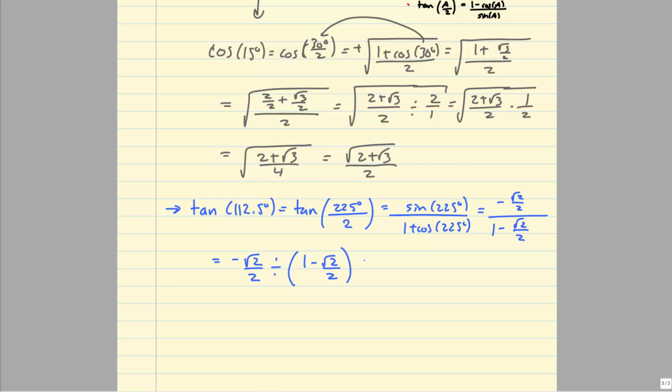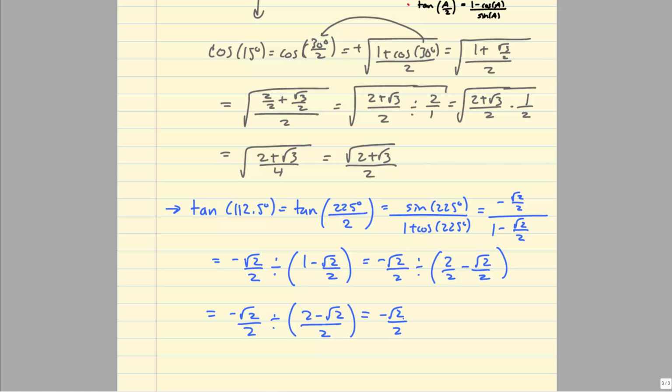But I can't flip this yet, and the reason I can't flip it is it's not a single fraction. So this would be 2 over 2 minus root 2 over 2. And now I write it as a single fraction, 2 minus root 2 over 2. So negative square root of 2 over 2. Now I flip it. When you divide by a fraction, you multiply by the reciprocal. So the 2's flip up, and then you can see that they cancel. So this is equal to a negative square root of 2 over 2 minus root 2.